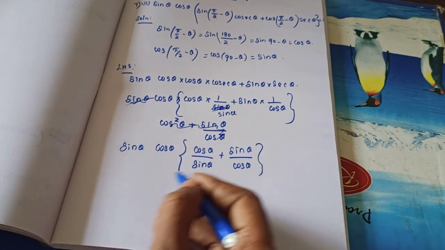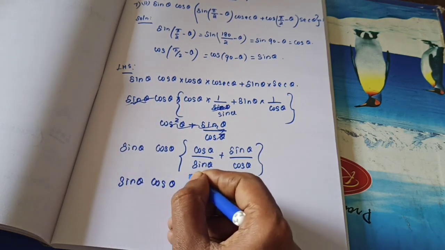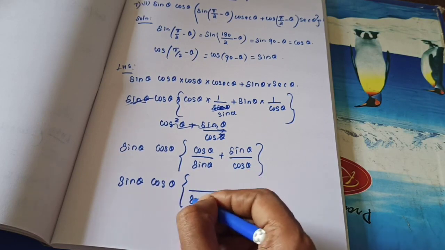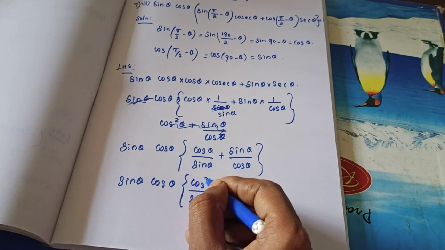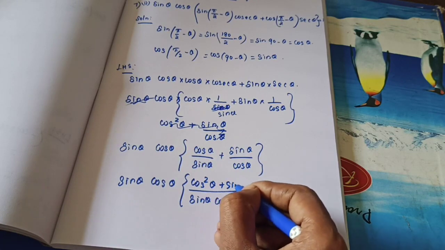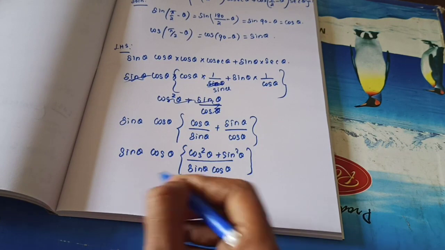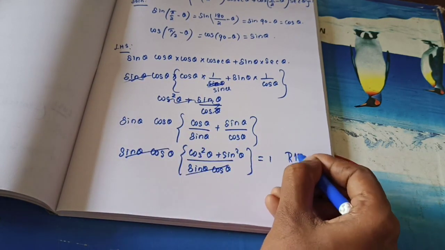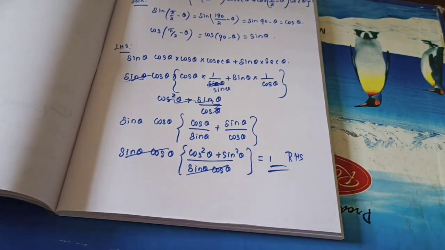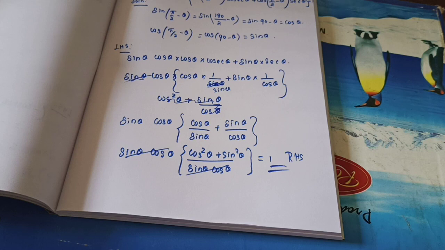It is common for everything. So sin theta cos theta, inside you take the LCM, sin theta cos theta, cross it, cos square theta plus sin square theta. What's the value of sin square theta plus cos square theta? 1, is it right? So this will get cancelled. What's the value? 1. It is the RHS. Understand? So don't forget, the bracket is common. Okay. So understand, students? Okay.